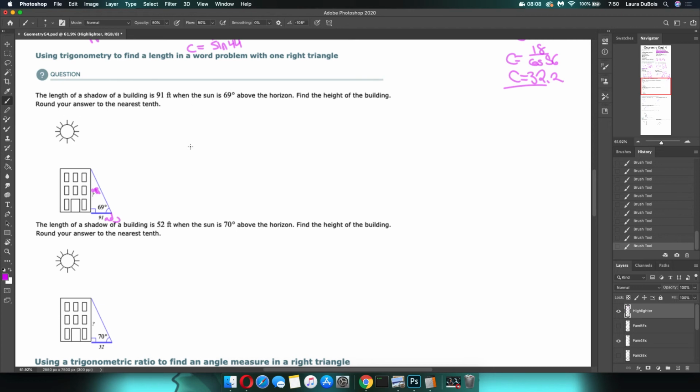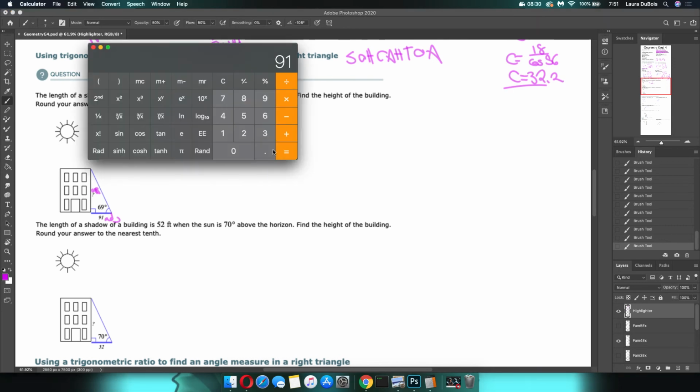Find the height of the building. So tangent of 69, because again, tangent 69 equals opposite over adjacent. So x equals 91 times tangent 69. Okay, so what is 91 times, nope, that did not work.